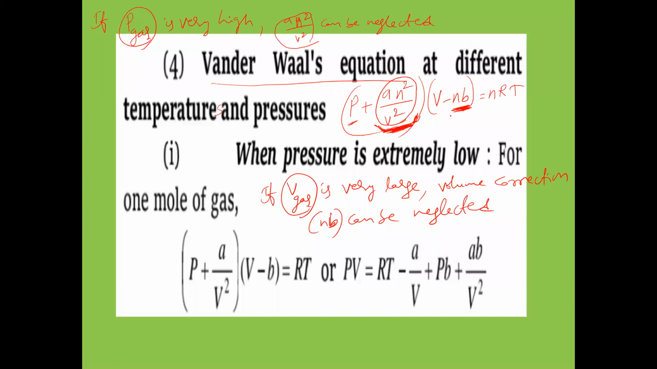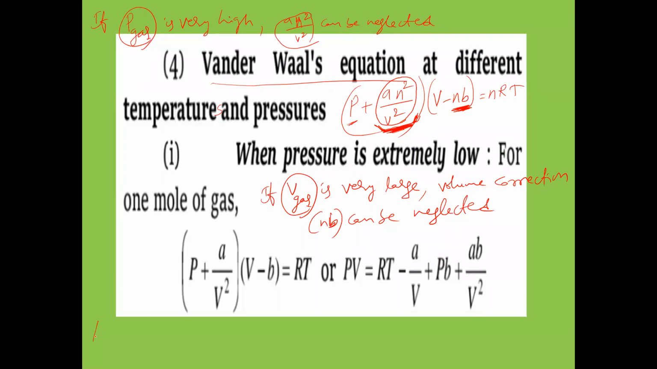So when you neglect nb, V minus nb, we take V only. Is that clear? In some cases, pressure correction will be neglected. In some cases, volume correction will be neglected. In some other cases, both volume correction and pressure correction will be neglected.